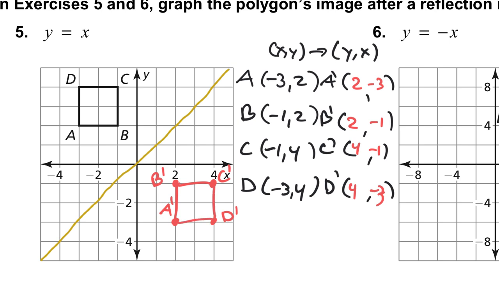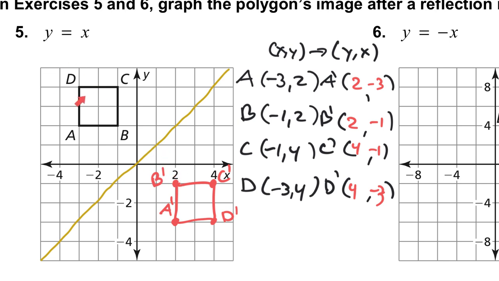Now, some of you might think, well, it looks like I just slid down and to the right. It looks like that because I have a square, but notice where my letters are. If I look at orientation, A and A prime are both in the bottom left. But look at D. D is on the top left of this square, and here it's B prime.